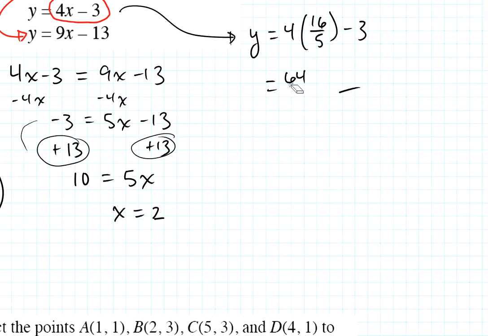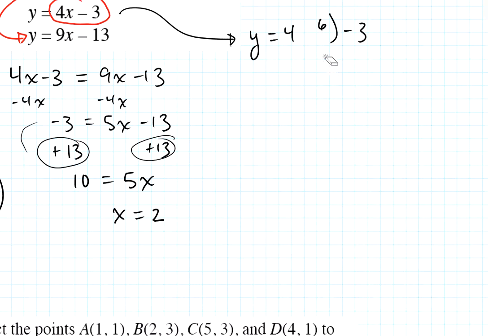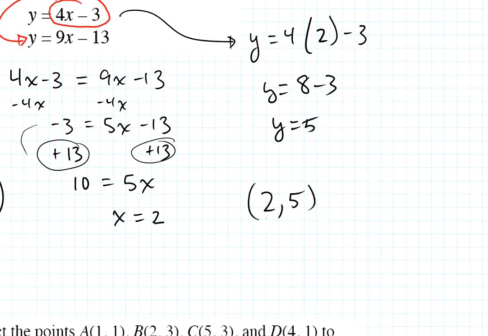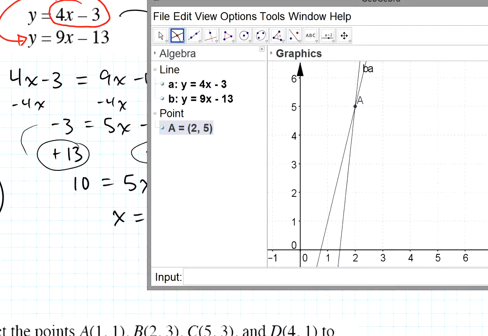Now that I know that x is actually just the number 2, I want to take that and plug it in here. So here's my 2 for x. So now I have 4 times 2 is 8, and 8 minus 3 gives me that y has to be equal to 5. So my solution is 2 comma 5. And if I bring GeoGebra back up here, I can see, yeah, sure enough, it's meeting right there at 2, 5.